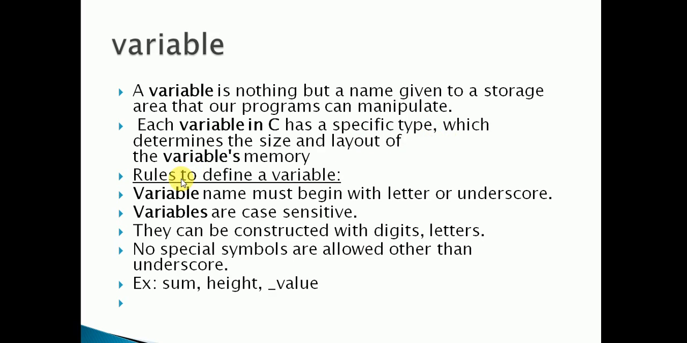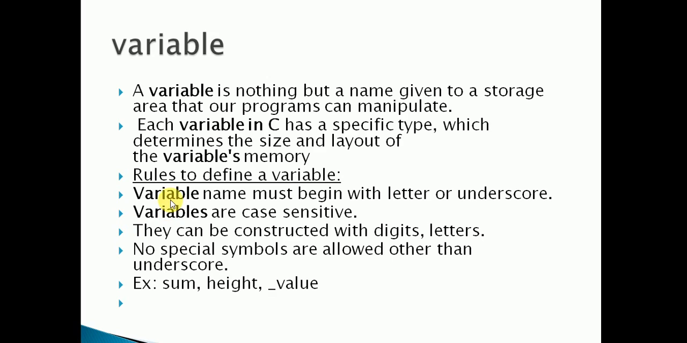Now when you define a variable, we should follow the rules. What are the rules? Variable name should not begin with a capital letter. Variables are case sensitive. That means, for example, capital A and small a are both different, treated as different variables. Capital A is different, small a is different. No special symbols are allowed other than underscore. Except underscore, we cannot use any special characters like hash, dollar sign, at the rate, percent and asterisk. So we should not specify a variable with these types of special symbols.